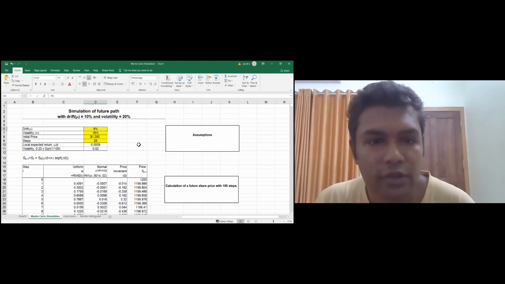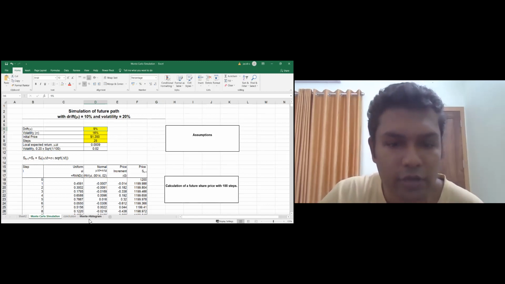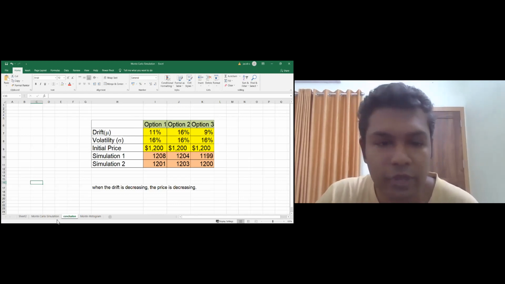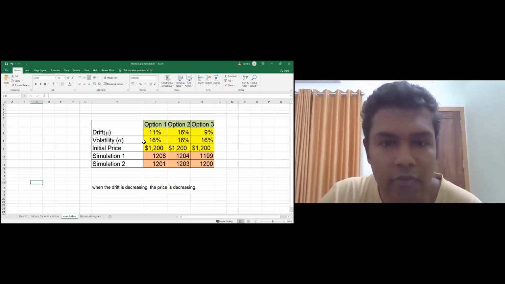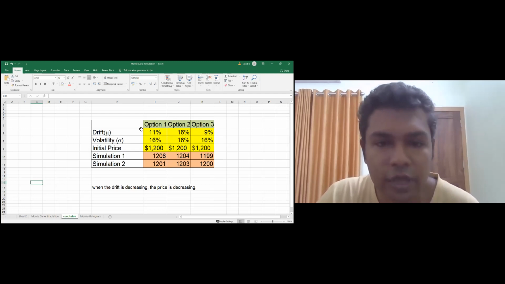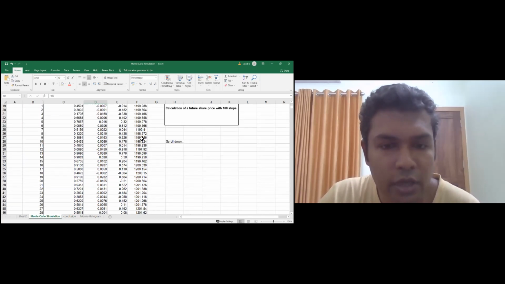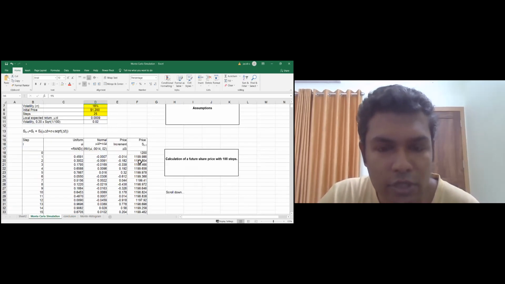In the first case, we will consider the drift value as 11 percentage. Normally, the BSE market disclosed the drift percentage as 12 percentage. So in the current scenario, we will consider it as 11 percentage, and we will take the volatility as 16 percentage, and the initial price as 1,200. So if we give the values in this template as drift 11, volatility 16 and initial price 1,200, the price column will change accordingly.